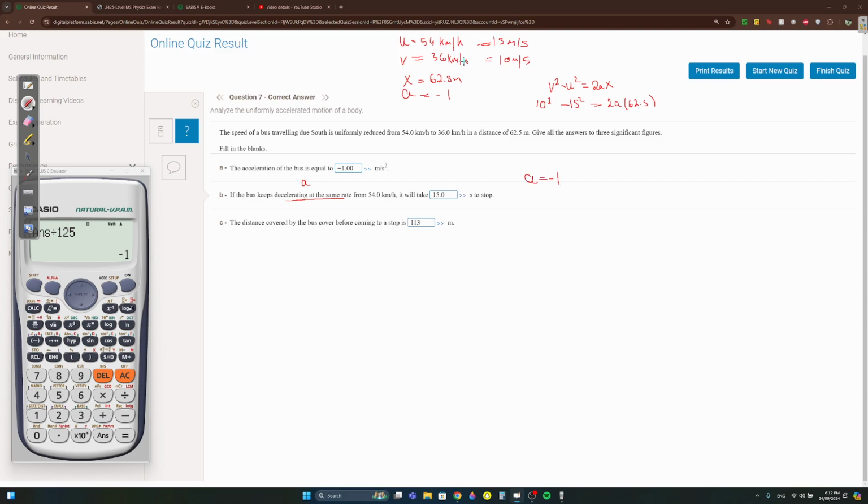This is a new phase of motion. I'm going to ignore everything here, I'm going to go here. From 54 kilometers per hour, so that means u is 54 kilometers per hour, which is equal to, like we said, we wanted meters per second, 15 meters per second.